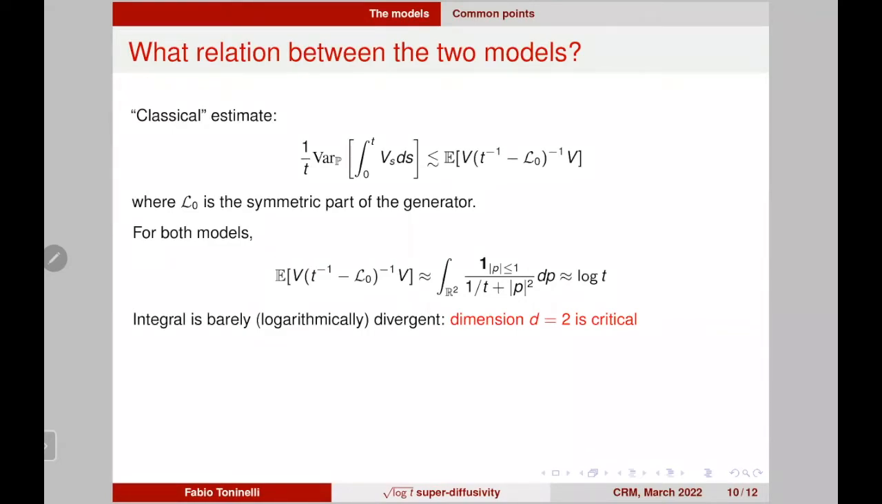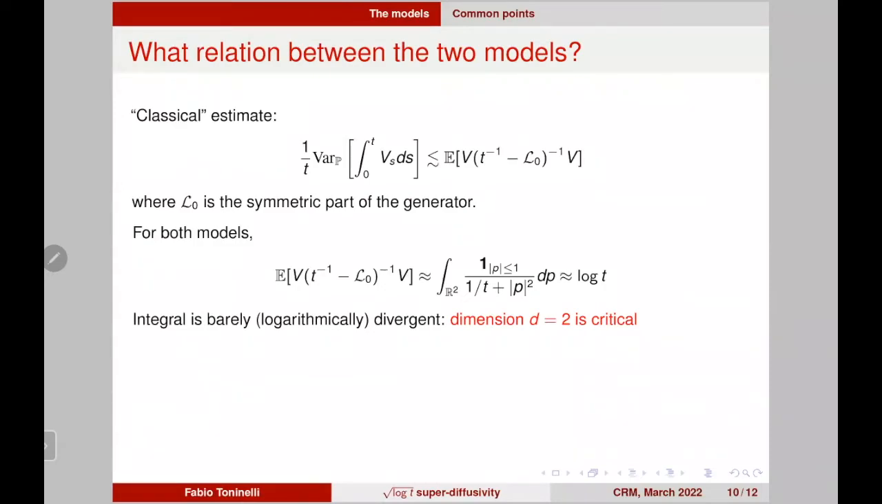So the classical estimates would just tell you that the variance of this term is upper bounded by something divergent. Of course, this is just an upper bound, so this doesn't imply anything. But what I wanted to point out here is that you get the same type of upper bound for the two models. So this is another similarity between the two.